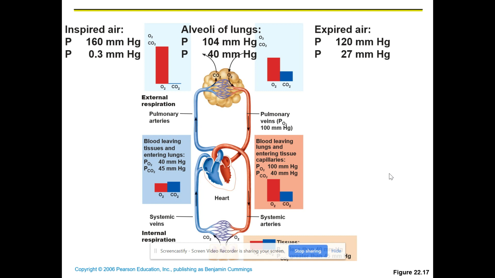And so the absolute maximum amount of oxygen that we could possibly get into our lungs is no more than 104 millimeters of mercury of oxygen. The absolute lowest we can get carbon dioxide out of our blood is no lower than 40 millimeters of mercury.